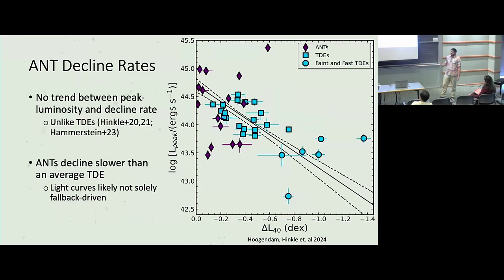And so what I think this is immediately telling us is that if we assume that this type of TDE correlation is driven by the fallback of mass onto the supermassive black hole, and I should note that the slope is roughly similar, and so that's probably what we're seeing here. This is telling us the ANTs can't just be driven by the fallback of mass onto the black hole. There has to be some other mechanism that's changing their decline rates.